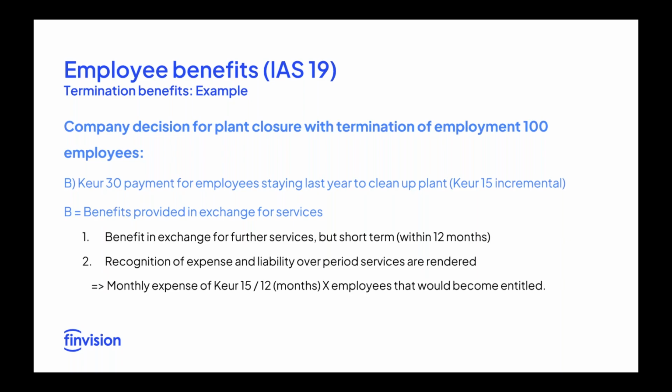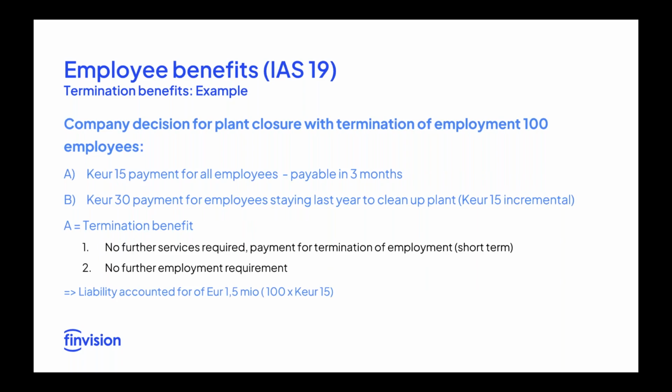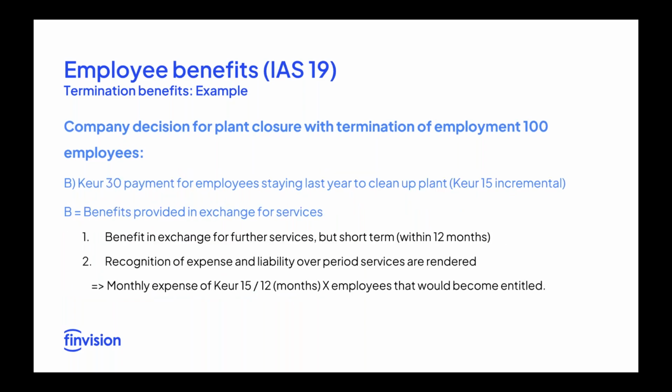So here in practice, you will see a monthly expense of 1/12 of 15,000 euro, the incremental amount, because remember, the first 15,000 euros was already recognized in the liability for all 100 employees. So the additional 15,000 euros is divided by 12 months and then monthly recognized over the period that the employee that is becoming entitled is receiving the services.